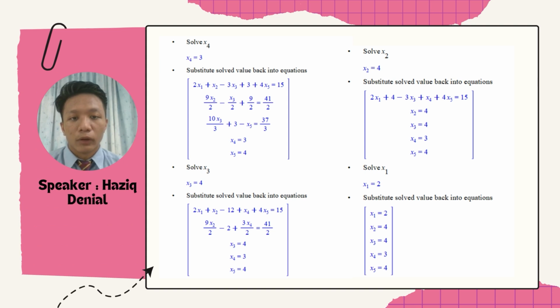So, after we have found the value for each x by substitution, the answer is x1 equals 2, x2 equals 4, x3 equals 4, x4 equals 3, and lastly, x5 equals 4. That is the last for the Gaussian elimination method. So now we move to the Gauss-Jordan elimination method.